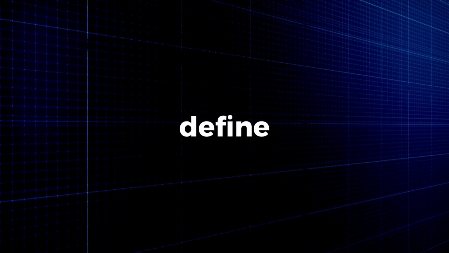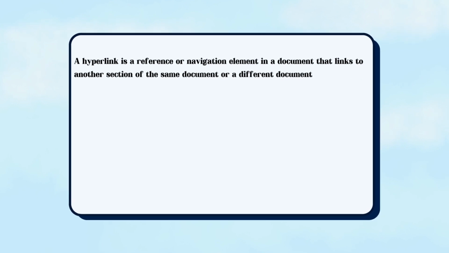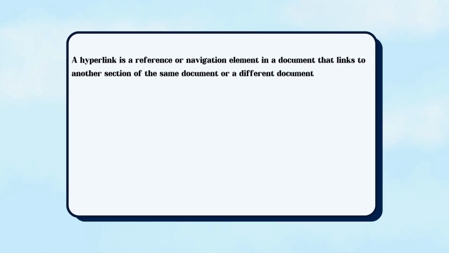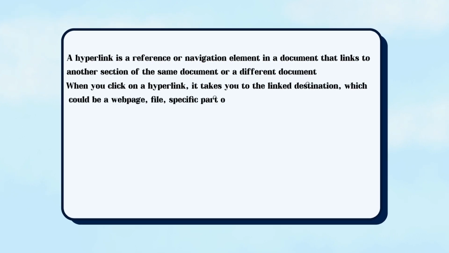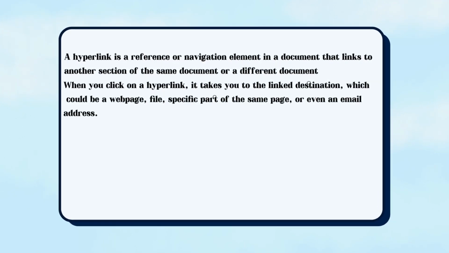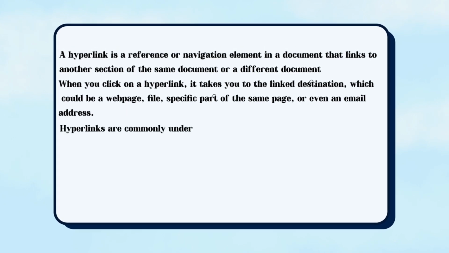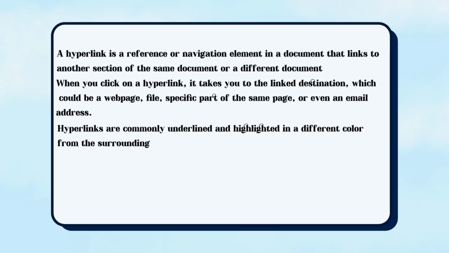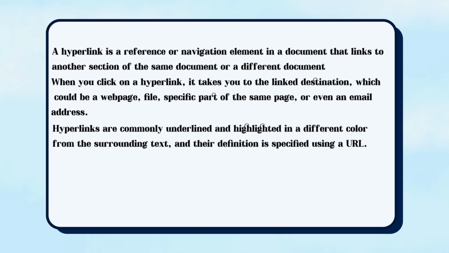Before I show you how to add a hyperlink, let me quickly define what a hyperlink is. A hyperlink is a reference or navigation element in a document that links to another section of the same document or a different document. When you click on a hyperlink, it takes you to the linked destination, which could be a web page, file, specific part of the same page, or even an email address. Hyperlinks are commonly underlined and highlighted in a different color from the surrounding text, and their definition is specified using a URL.